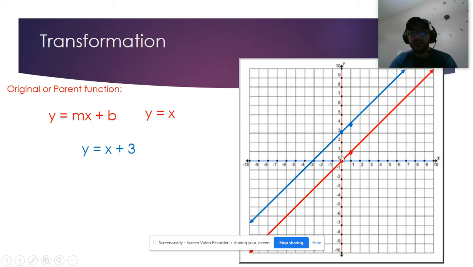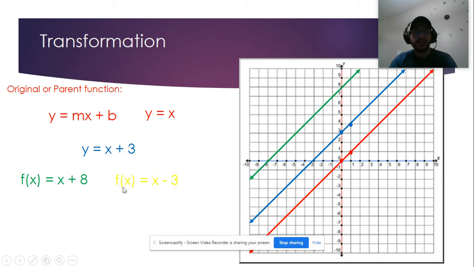What happened to the graph? It just moved 3 units up because I'm adding on the y-intercept. Let's see another example. What will happen when I add 8 units instead of 3? Okay, so let's graph it. So the y-intercept will be 8 and the slope is 1. So it's moving 8 units up.